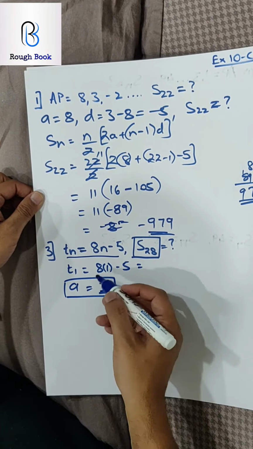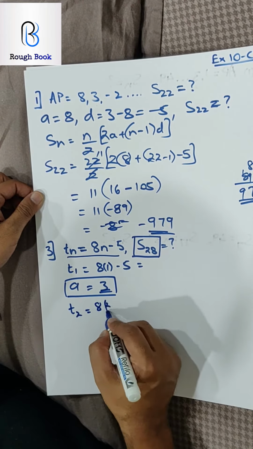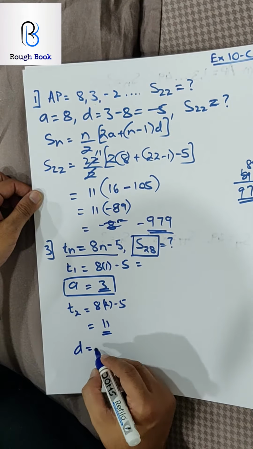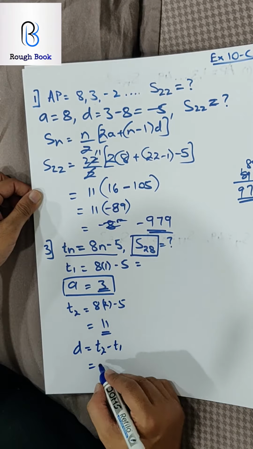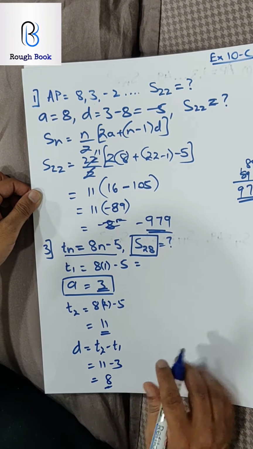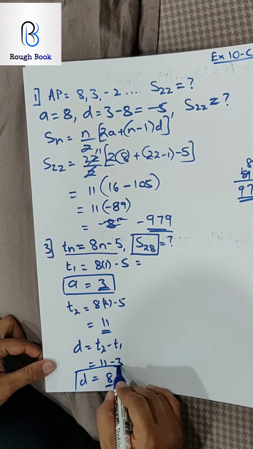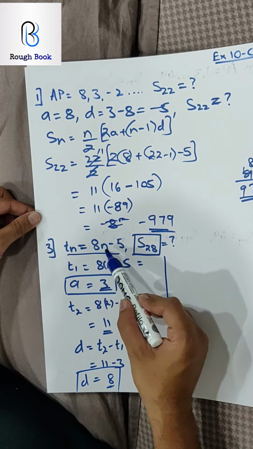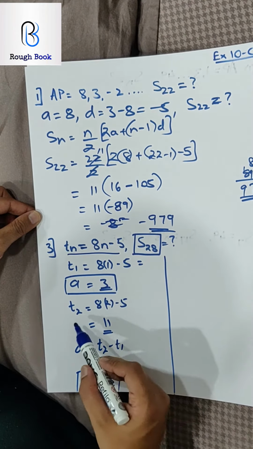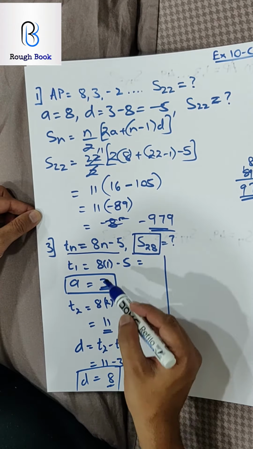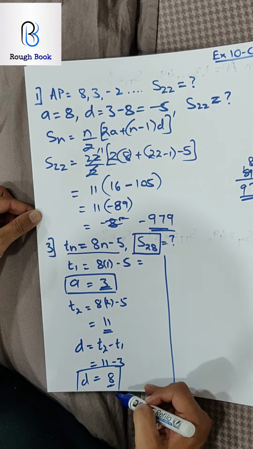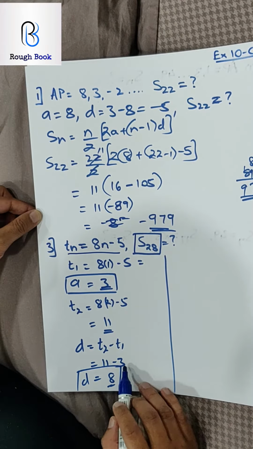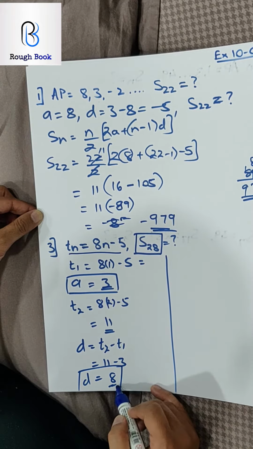How will I get my d? I will find the second term t2, 8 into 2 minus 5. So 16 minus 5 gives me 11. And now I can find d by t2 minus t1. Are you getting it? So 11 minus 3, which gives me 8. So I got my d, I got my a. Now can I find S28 easily? Once again let's repeat. First find the first term by taking t1. Then find the second term by taking t2. Subtract the two terms that you've already found and you will get d. 16 minus 5 is 11, 11 minus 3 gives me the common difference.